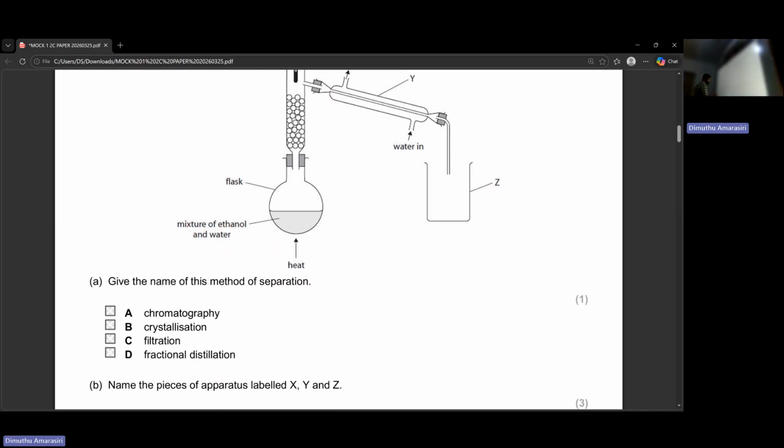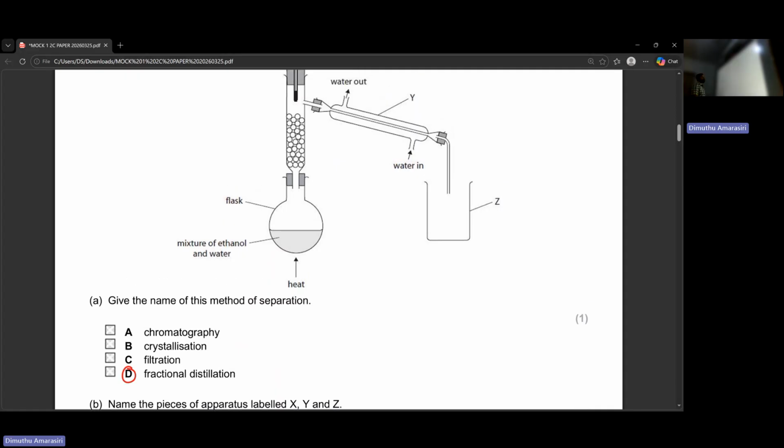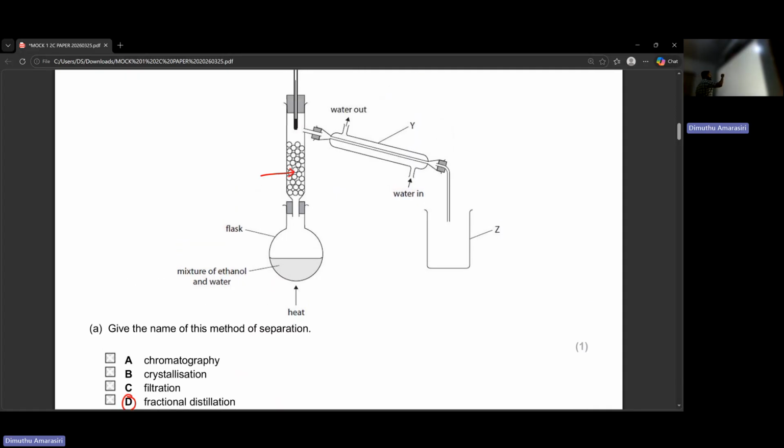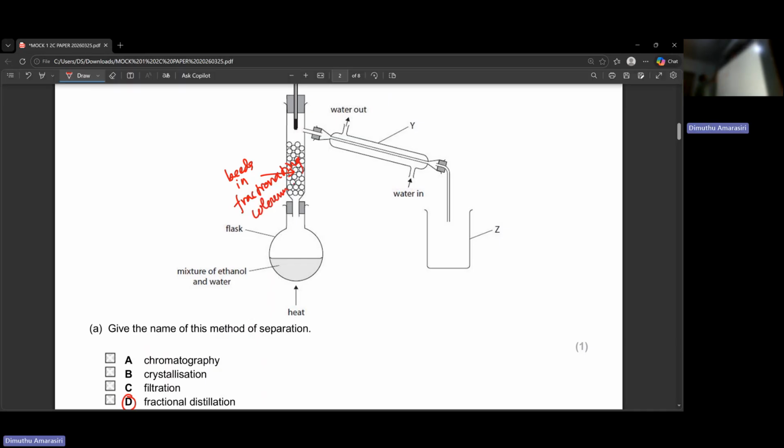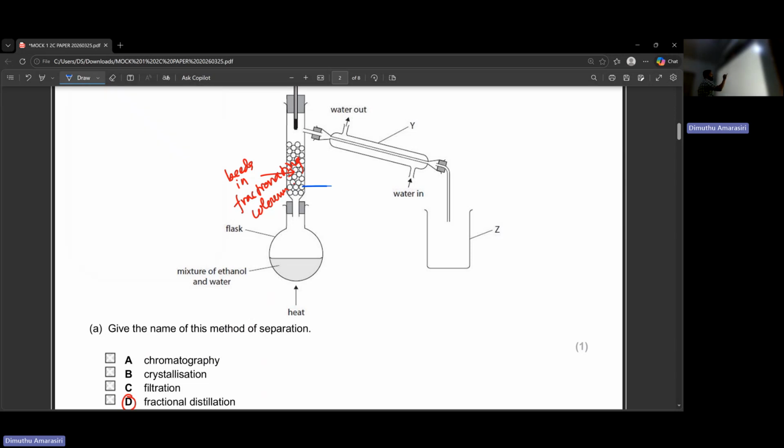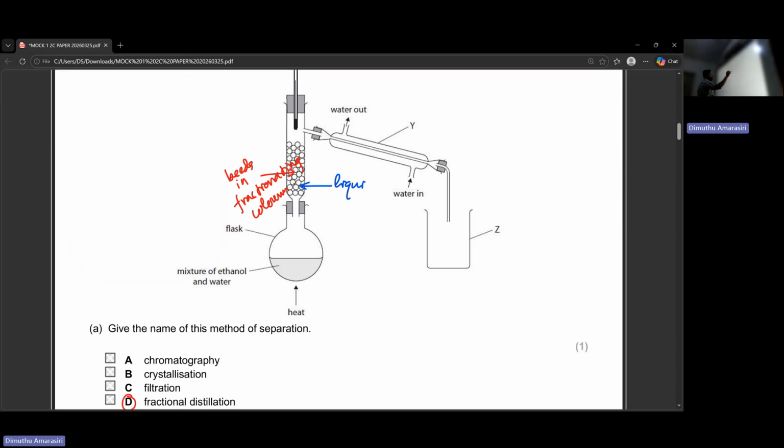So this is fractional distillation. These are the beads in the fractionating column. It's called a fractionating column. In the fractionating column, liquids with different boiling points get separated.